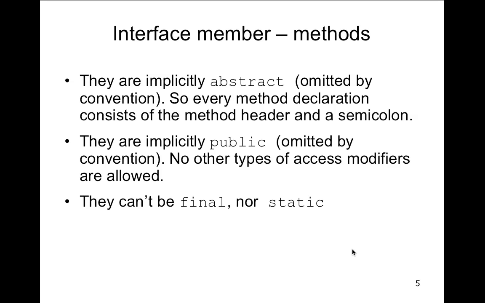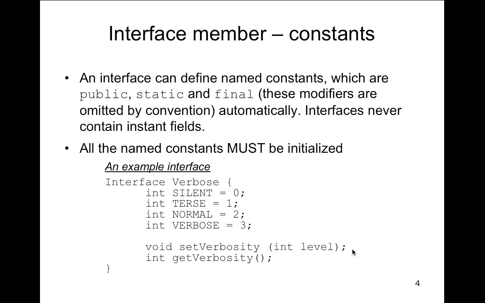So they're implicitly public. They have to be public. As mentioned before, you can't make it private or protected. And that's also omitted by convention. So back here we have void instead of public void. If you put that in there, I don't believe the compiler is going to complain.